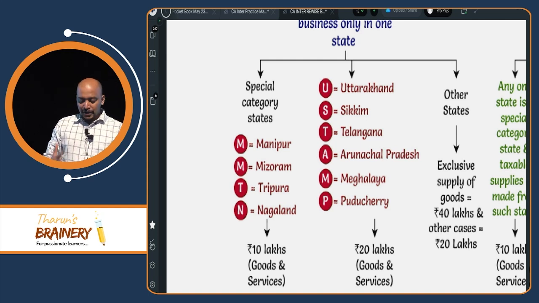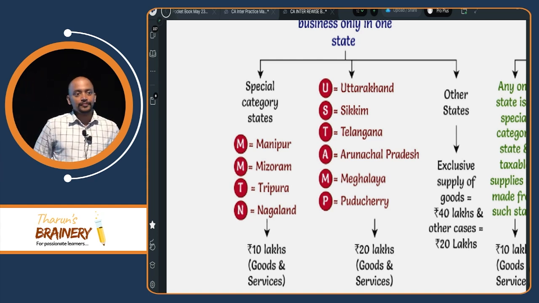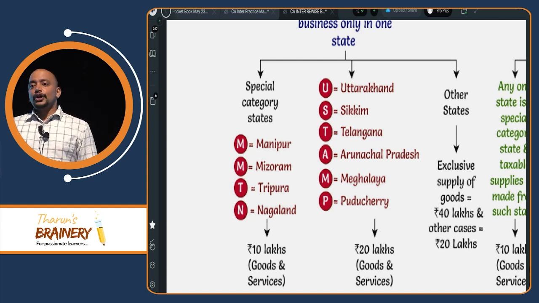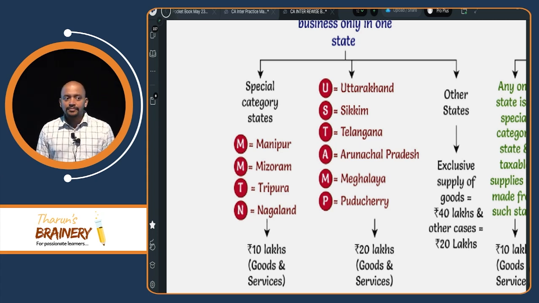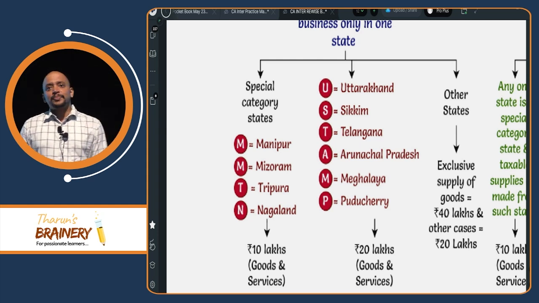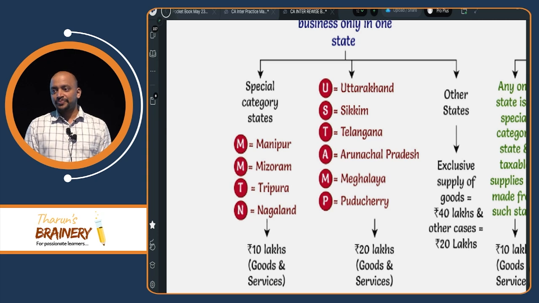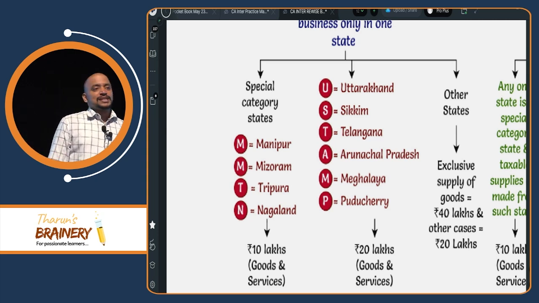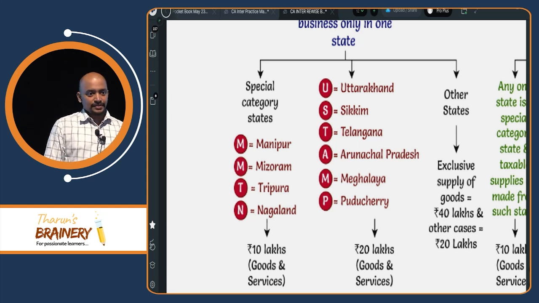Now concentrate. You are doing business in Telangana, engaged exclusively in supply of goods. What is the limit? 20 lakhs. You are doing business in Nagaland, exclusively engaged in supply of goods: 10 lakhs. You are doing business in Tamil Nadu, exclusively engaged in supply of goods: 40 lakhs. You are doing business in Karnataka, engaged in both supply of goods and services.